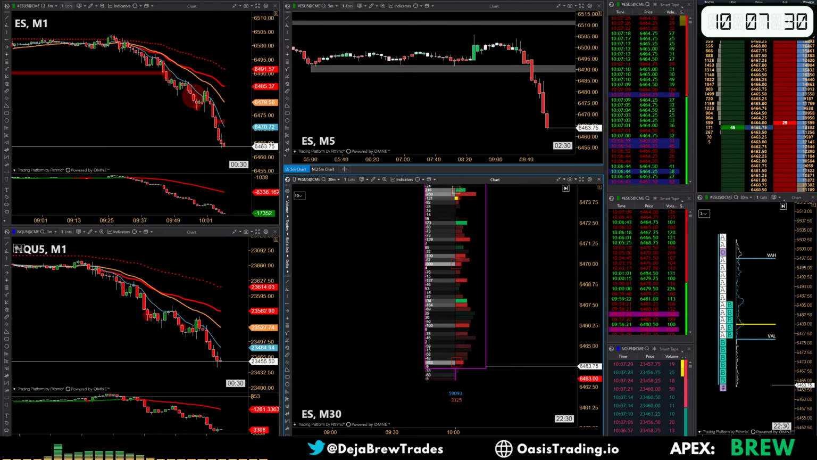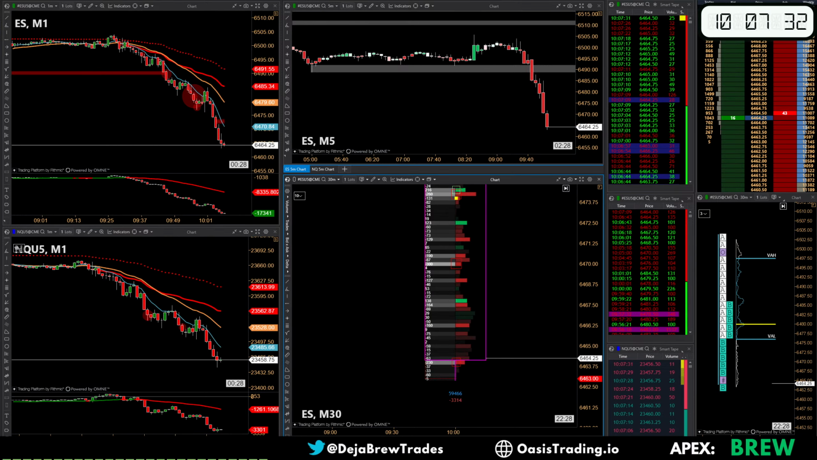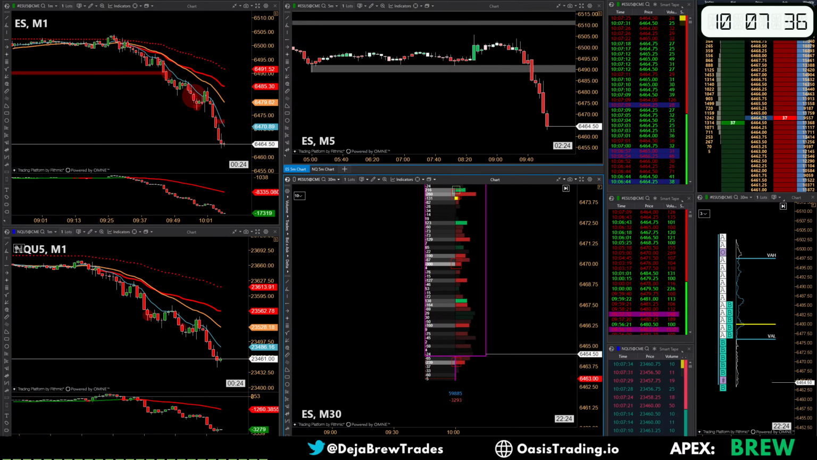Very one-directional move here. One of the strongest one-directional moves we've seen probably all week.